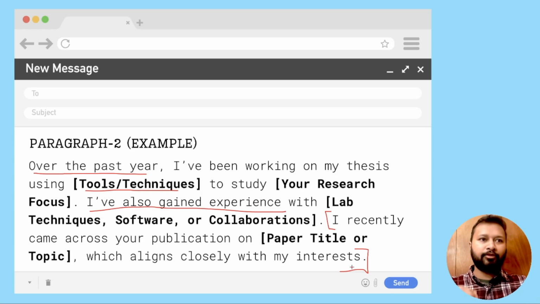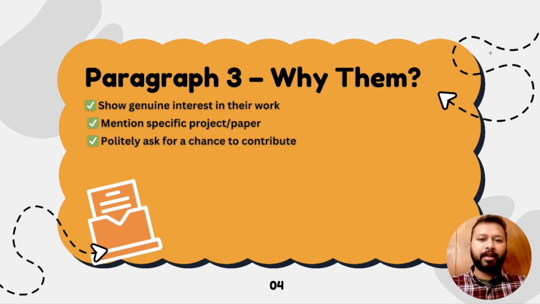Any scientist, anyone who is in academia, is going to love that. See, for someone in academia, their most important asset is their research papers, their publications. Okay, so whenever somebody talks about it, they always feel excited about it. So this is something which you can try. So this is about paragraph 2. Next is paragraph 3, or you can combine it with paragraph 2, as an extended form of paragraph 2: why them, why you are writing to them, why you want to join them.